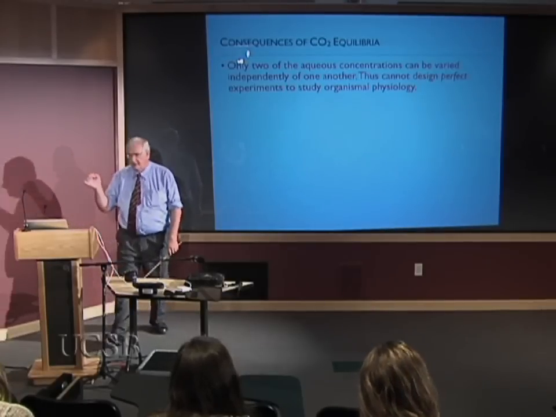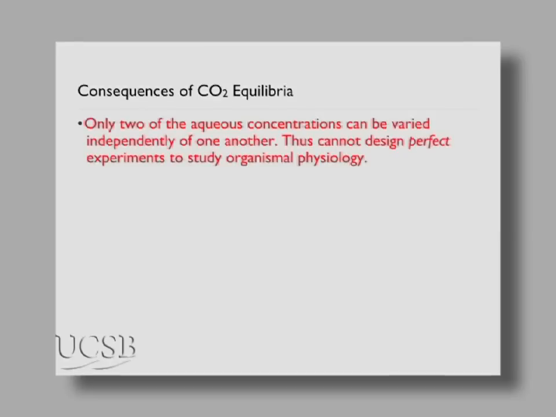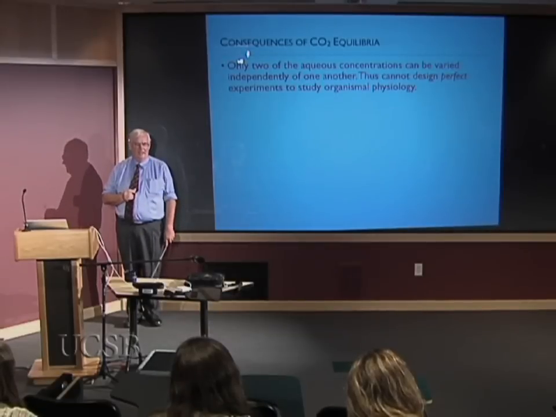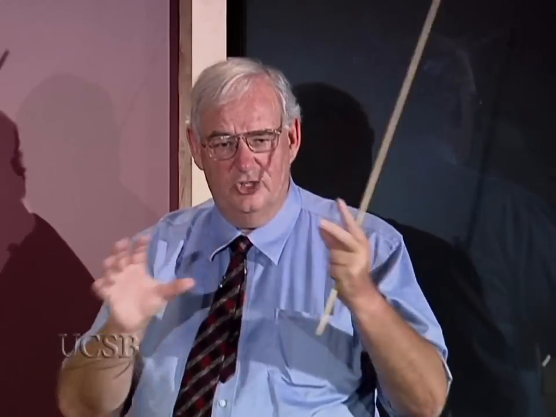So the consequences: only two can be controlled. You cannot design perfect experiments to study organism physiology. The ideal would be to say, I want to see how CO2 matters to you. No, let's not clutter this up with bicarbonate and carbonate. That could be done, but you'd have to be in an acidic solution. And mostly, the pH would be the thing your organism didn't like long before it decided it didn't like the CO2. So you can't design perfect experiments. So the plan is to choose the one where you at least get what you plan to get.